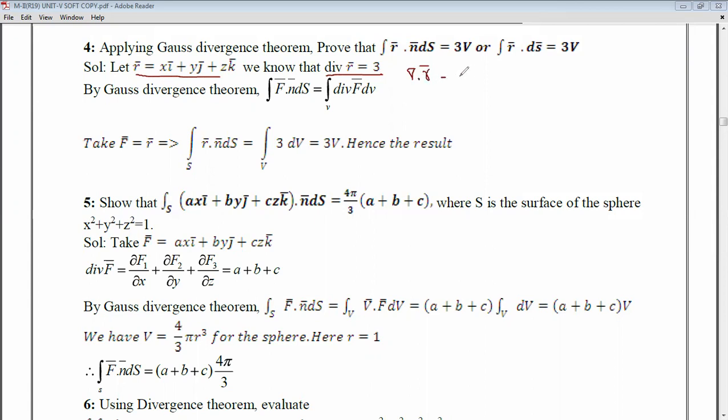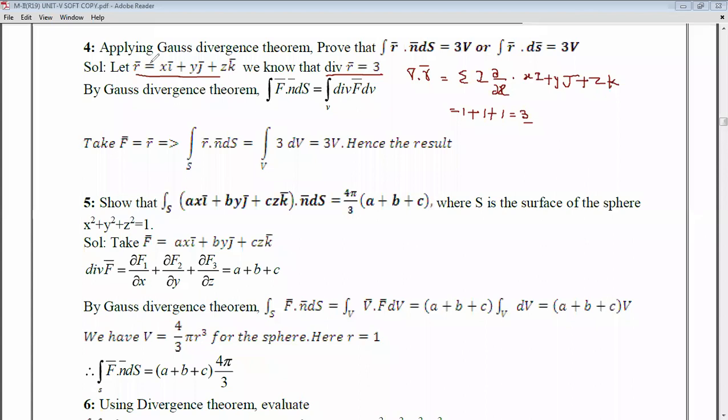So del is nothing but i dou by dou x plus j dou by dou y plus k dou by dou z, dot r bar, which is xi plus yj plus zk. So dou by dou x of x is 1, dou by dou y of y is 1, and dou by dou z of z is 1. So we will get 3. So the divergence of r bar is equal to 3.